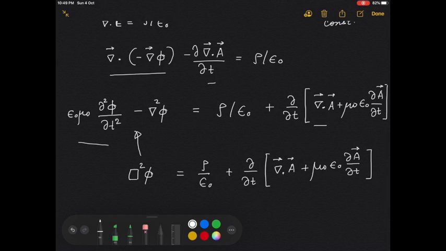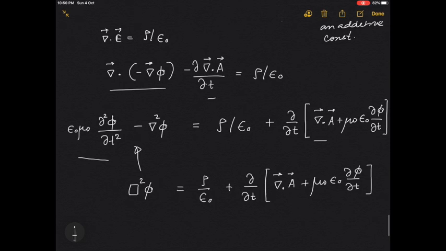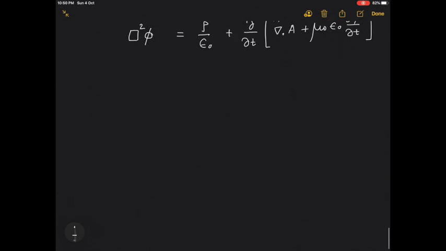I'm sorry. So let me do the corrections here. So this is del phi del T, not del A del T. If it is del A del T, then everything is scalar. That would have been a scalar. So let me do the correction. Okay, so that is one of the inhomogeneous equations.